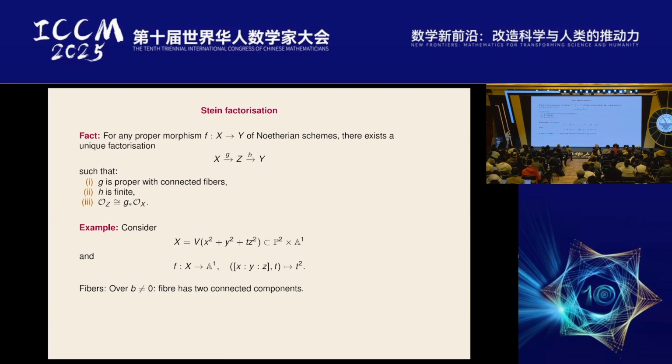And therefore, if we look at the Stein factorization, then it should give us something non-trivial. And in fact, it does. This map decomposes into 2 parts. The first part is simply projection. It takes this point to T instead of T squared. And the second part will just take T to T squared. So it just decomposes into this part where fibers are connected. In the second part, the fibers are not connected. They have 2 connected components.